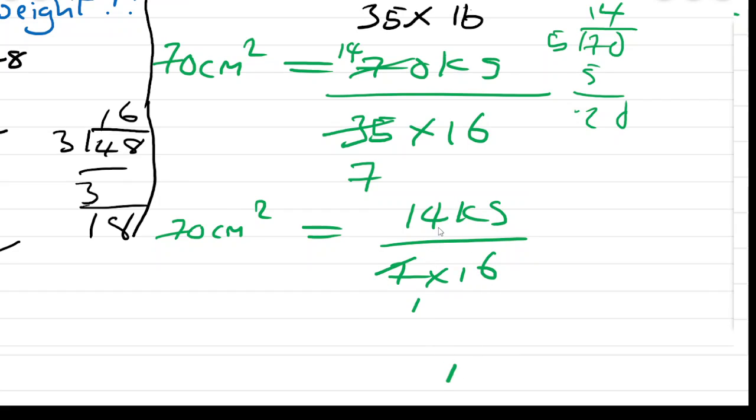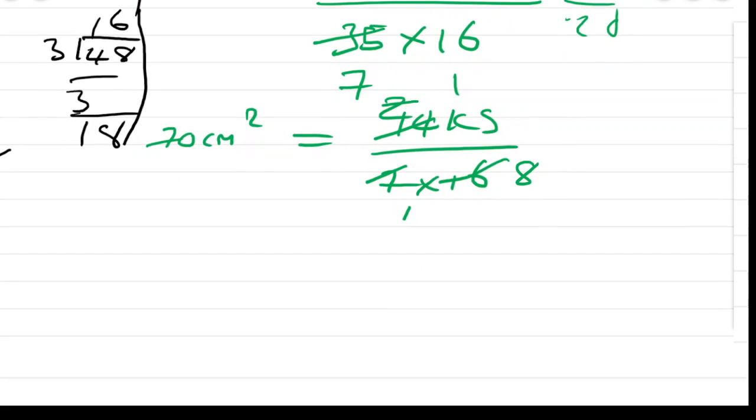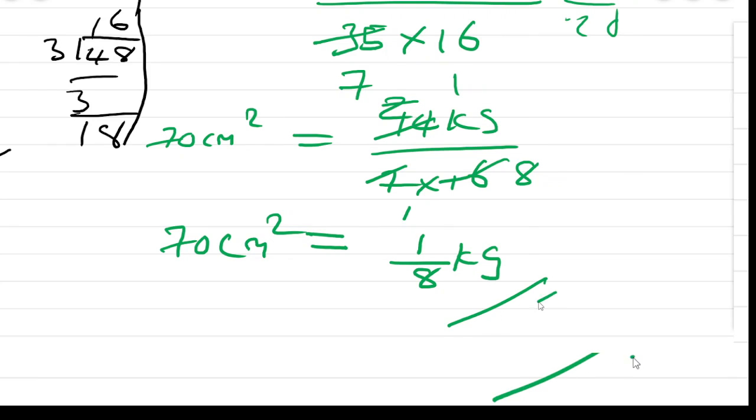But then 7 into 14 is 2, and 2 into 16 is 8. So this 70 centimeters squared has a weight of 1 over 8 kilogram. You see how interesting we have gotten the final answer. If we had multiplied 35 and 48 beforehand, we would have too much value to work with. So rather than leaving it like that, it is better, because we know we can cancel something later on.